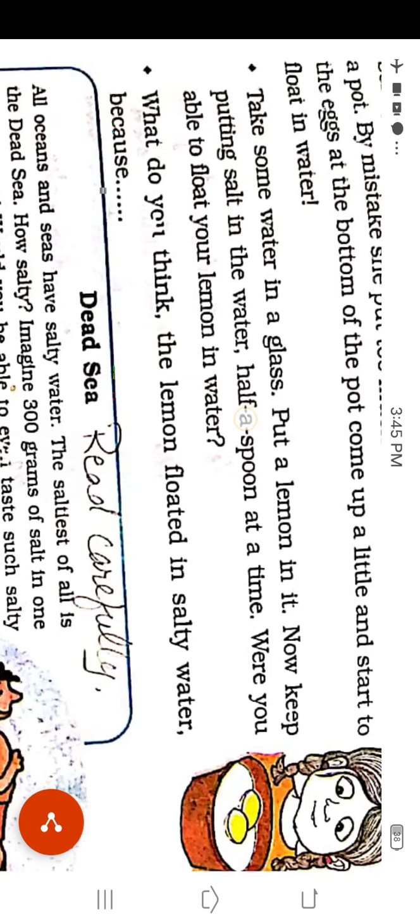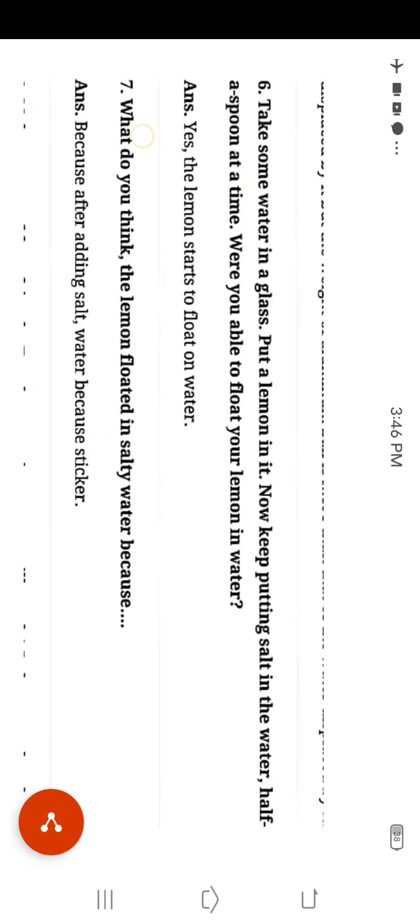Take some water in a glass, put a lemon in it. Now keep putting salt in the water, half a spoon at a time. Were you able to float your lemon in water? What do you think? The lemon floated in salty water because, the answer is here. Yes, the lemon started to float on water. The answer to number 2: the lemon floated in salty water because after adding salt, the water becomes thicker. This is written here, becomes, B-E-C-O-M-E-S. The water becomes thicker.